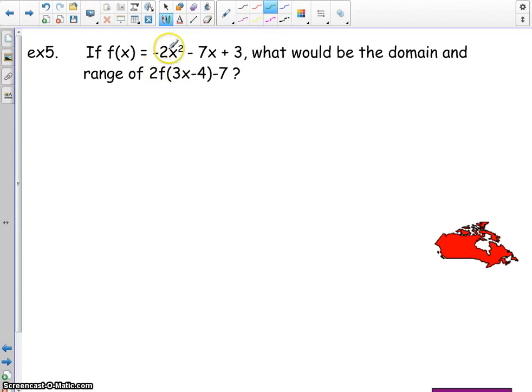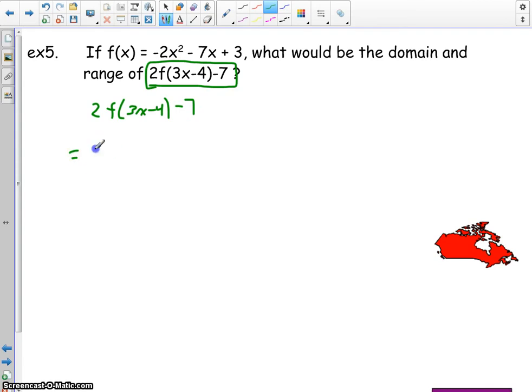Or we could even put this one into vertex form and create a mapping rule to go from the original function to this one, and then transform the original domain and range to this one. All of them sound pretty messy. It's really just your choice as to what you want to do. I like just creating this right off the bat to get past that little hurdle the question's giving you to start, and then doing what we did before, putting it into vertex form to find the domain and range. So let's start with that. I'm going to create 2f(3x minus 4) minus 7.